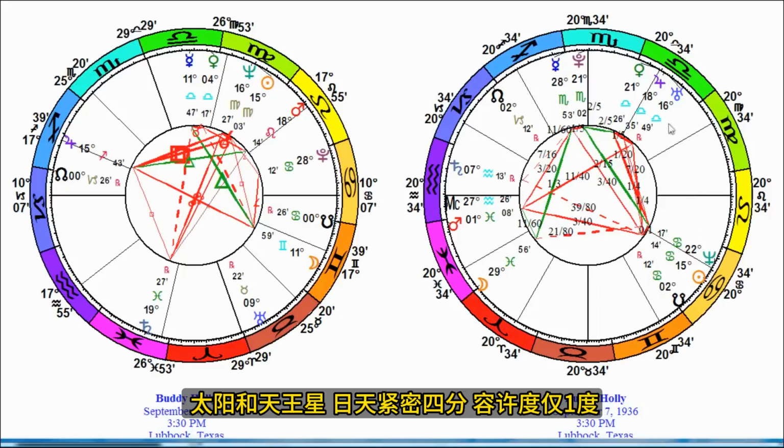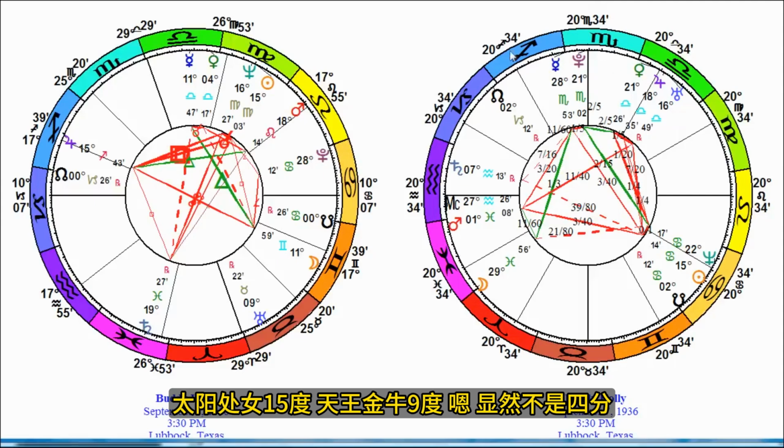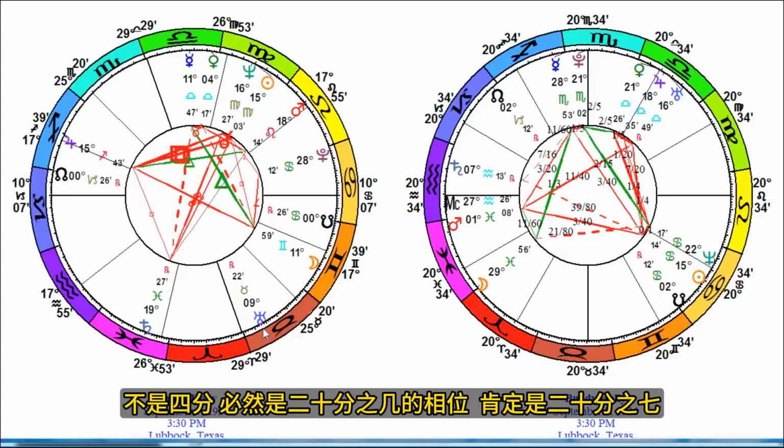Sun and Uranus. Sun and Uranus are in a very close square aspect, 1 degree orb. Sun is at 15 Cancer, Uranus is at 16 Libra. Now let's look at Sun and Uranus in his natal chart. Here's Sun at 15 Virgo, Uranus at 9 Taurus. Well, they're clearly not squared.